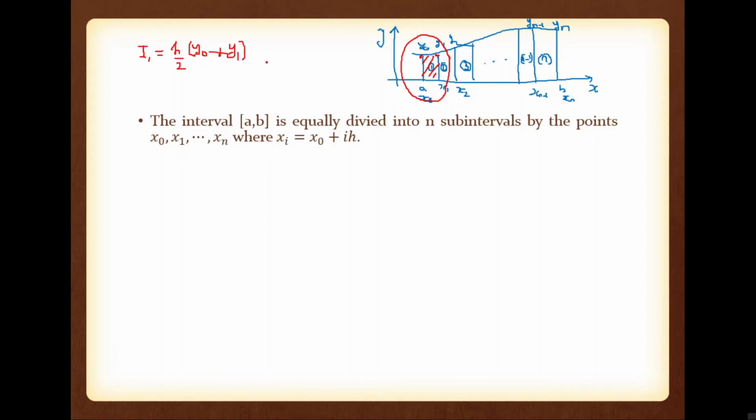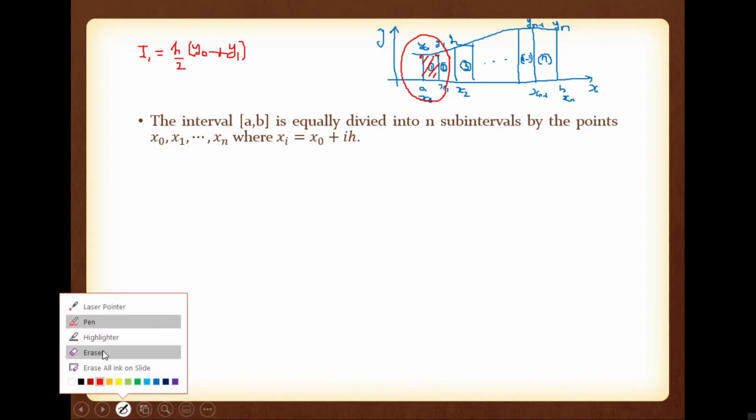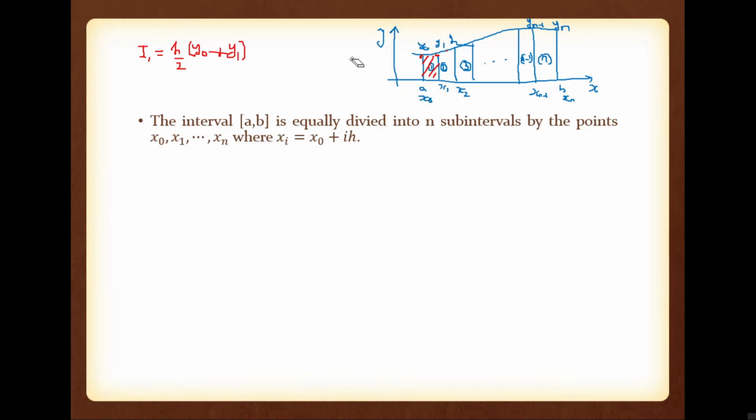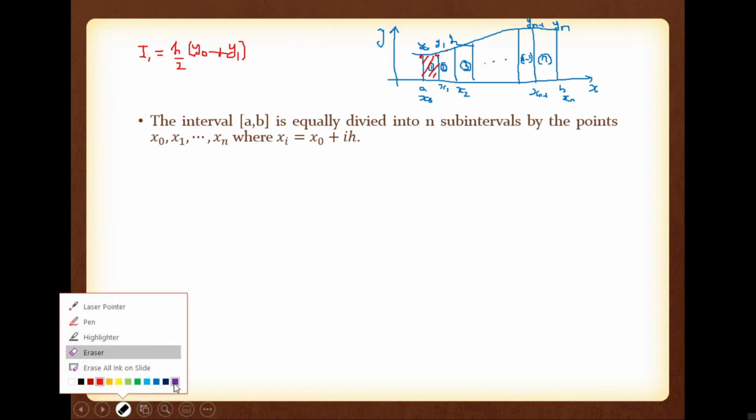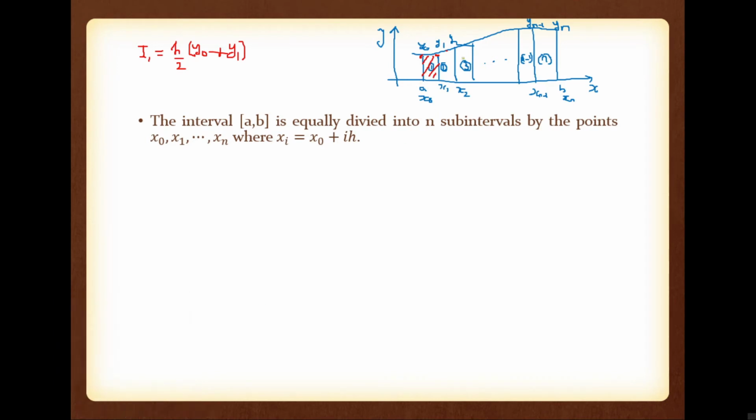This is correct. So I1, the first interval or area under the curve from y0 to y1, is h by 2 into y0 plus y1. Okay. So now consider the next region. This is the second segment. What is the starting value? x1 comma y1. What is the ending value? x2 comma y2. So we can mark it as I2.